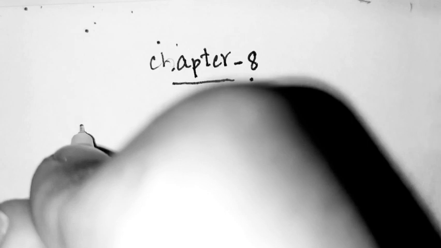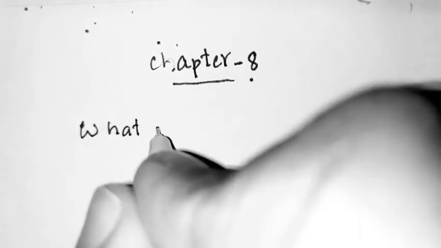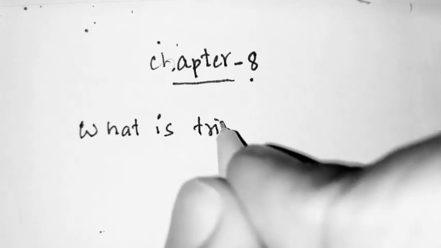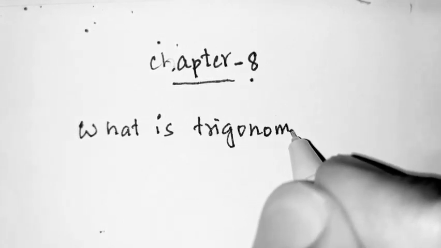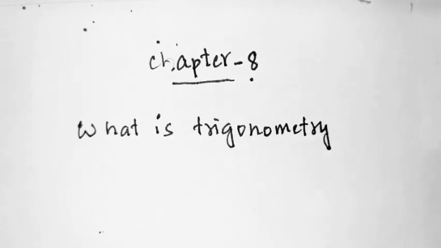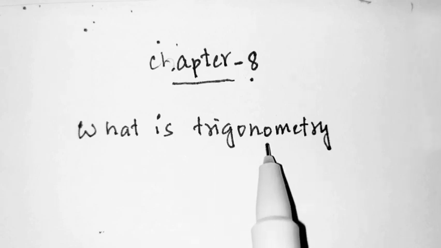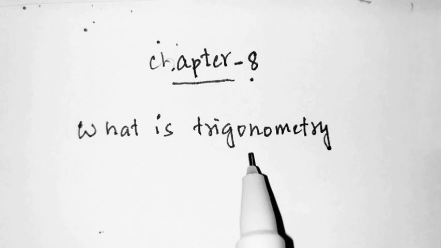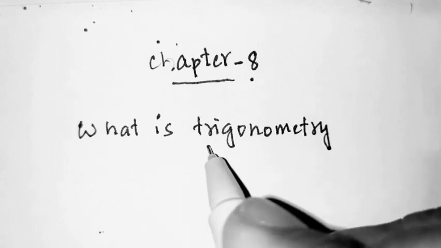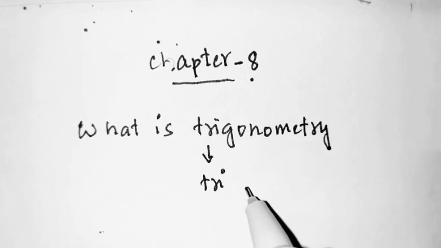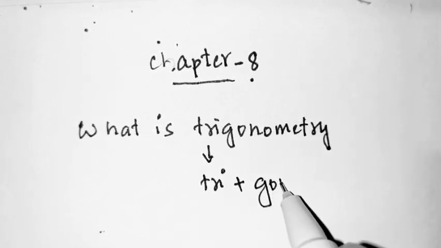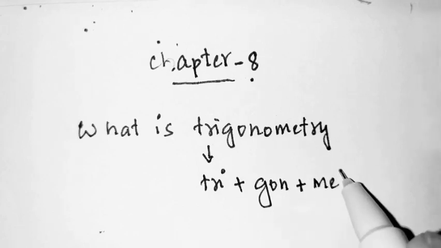Now let us start chapter 8. Let us start this chapter by asking ourselves, what is trigonometry? So let me write down here, what is trigonometry? If I look into this word trigonometry, it is formed by combining Greek words, and the Greek words are trigon and metron.